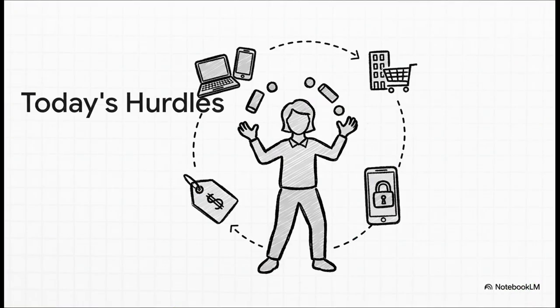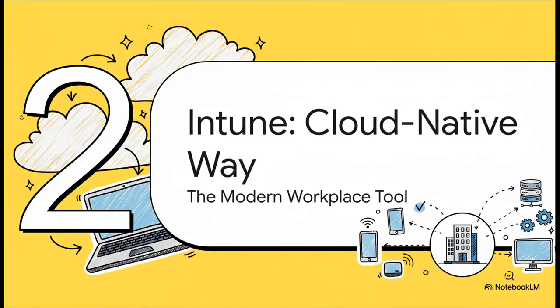And this really nails the modern IT juggling act. We're dealing with so many different devices, a crazy mix of apps, some we built, some from the App Store, and that never-ending headache of securing company data on personal devices. Oh, and you've got to do all that while keeping costs under control. It's a lot. First up in the ring is Intune.